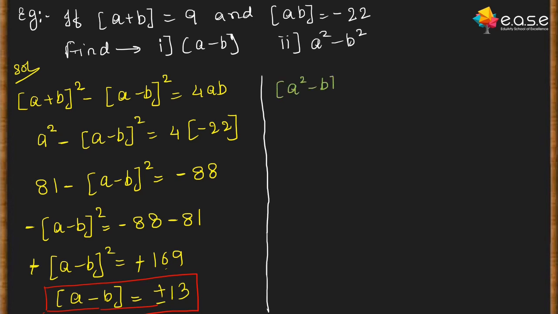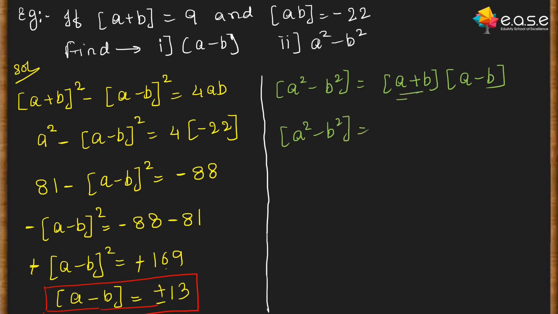Now listen. We already have the identity a square minus b square is equal to (a plus b) into (a minus b). So therefore a square minus b square is equal to, what is a plus b? 9. And what is a minus b? Now a minus b we have two values. So first value we will take plus 13. So this will be 9 into 13, which is 117. Correct. This is one answer.